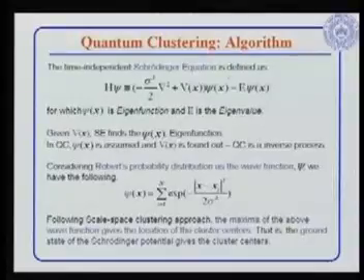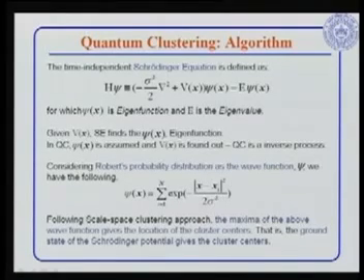So, in quantum clustering, the time independent Schrodinger equation is defined as H psi, where H is the Hamiltonian, minus sigma square upon 2 times the gradient square, plus V(x), psi(x) equals E psi(x), where psi(x) is the eigen function and E is the eigen value. Given V(x), the potential function, the Schrodinger equation finds psi(x), the eigen function. In quantum clustering, psi(x) is assumed and V(x) is found out.